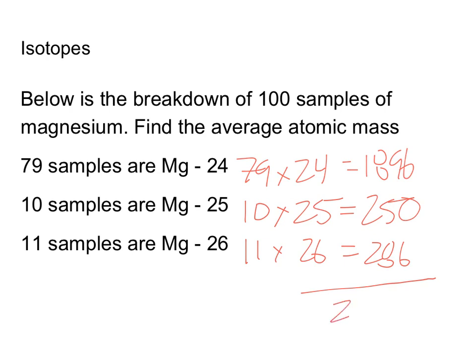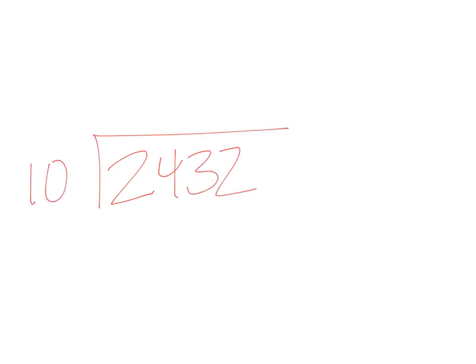Gives me 2,432. Now, the last part of this is I'm going to take that value, 2,432, and divide by my total number of samples. So my total number of samples is going to be equal to 79 plus 10 plus 11, which is going to be 100. So I'm going to take 2,432, and divide that by 100. And what that's going to give me is the average atomic mass.